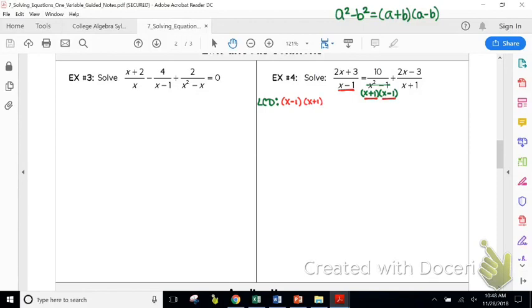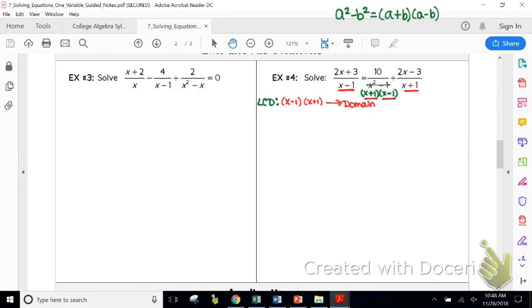Do you have an x minus 1 already? Yes, so you don't need to put it again. The only time you have to put it there more than once is if it's in one denominator more than once, okay? And then check again. Do you have an x plus 1 already down there? Yes. So x minus 1 times x plus 1 is your least common denominator. Now, let's go find that domain so we have that restriction.